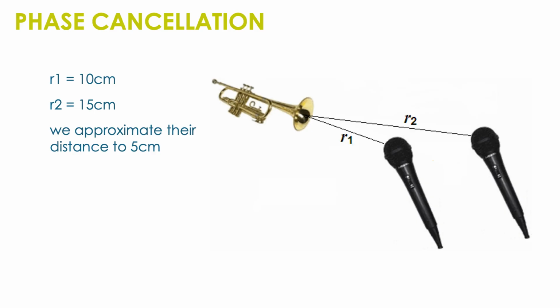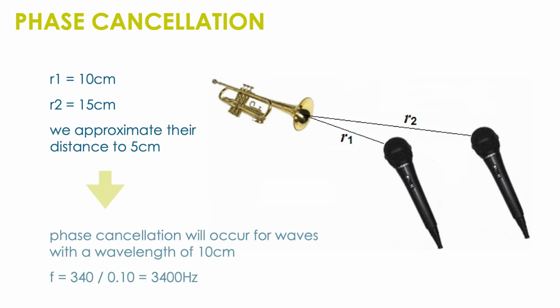Second, given a couple of microphones and a sound source, the two microphones capture the same sound, but with a delay. If we approximate the distance to 5 centimeters, we will have a phase cancellation for a wavelength of 10 centimeters, which is basically f equal to the speed of sound over 0.10, resulting in 3,400 Hz.